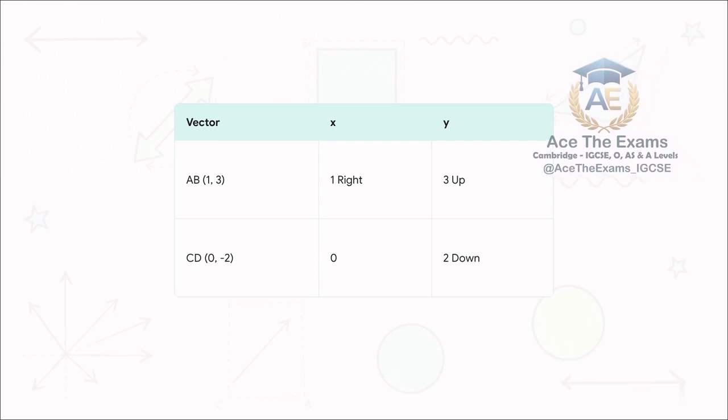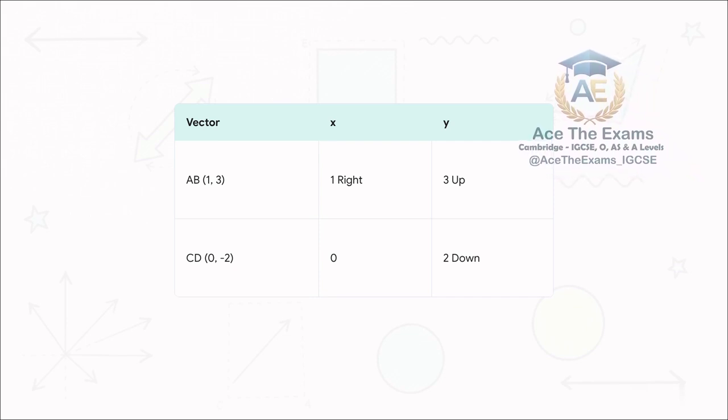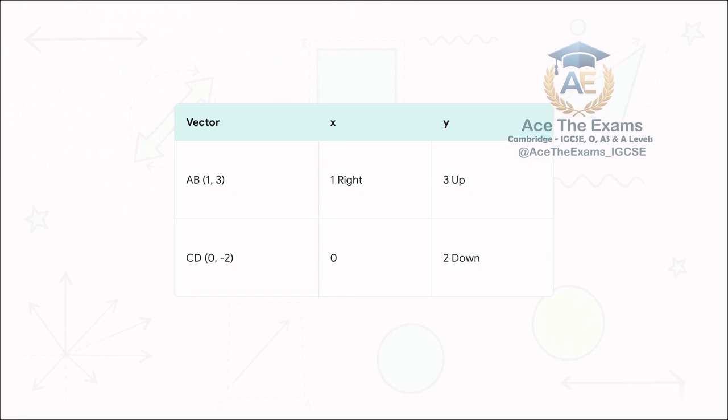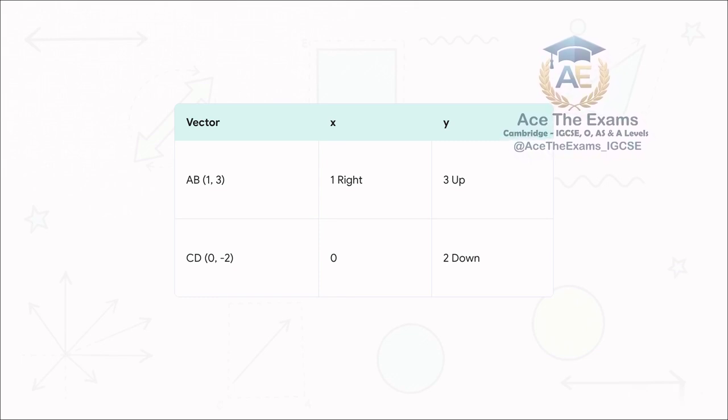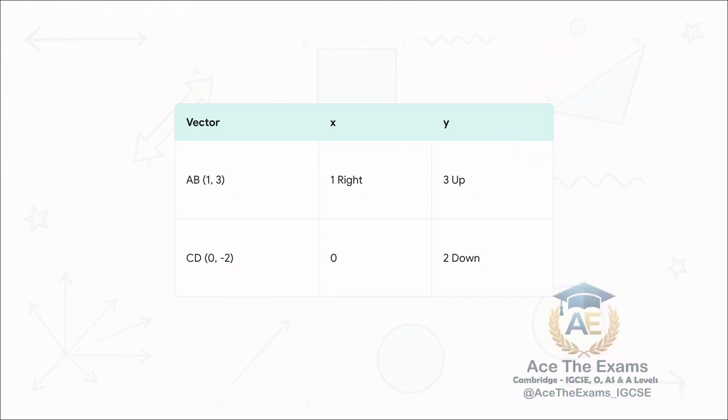Now check out vector CD, which is 0 over negative 2. The 0 on top means there is absolutely zero horizontal movement. None. You aren't moving left or right. The negative 2 on the bottom means you just slide 2 units straight down.